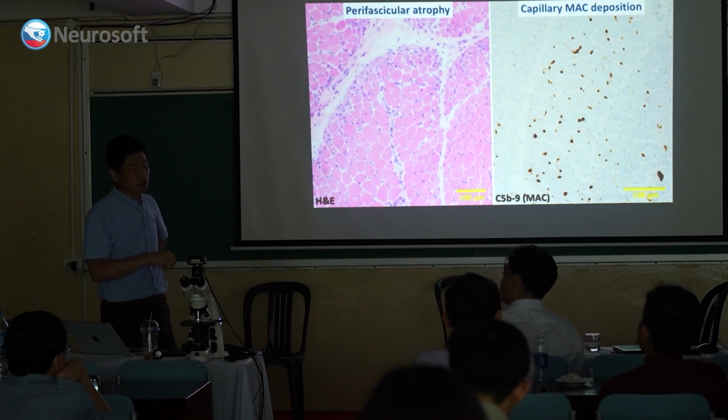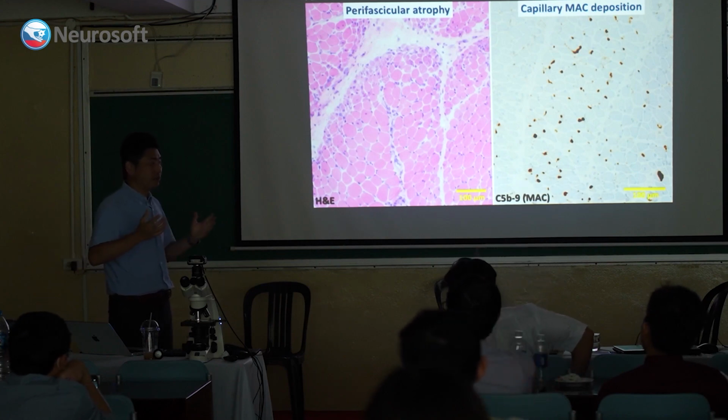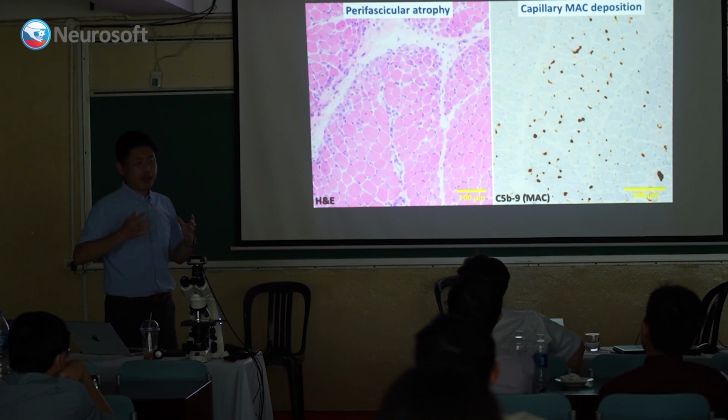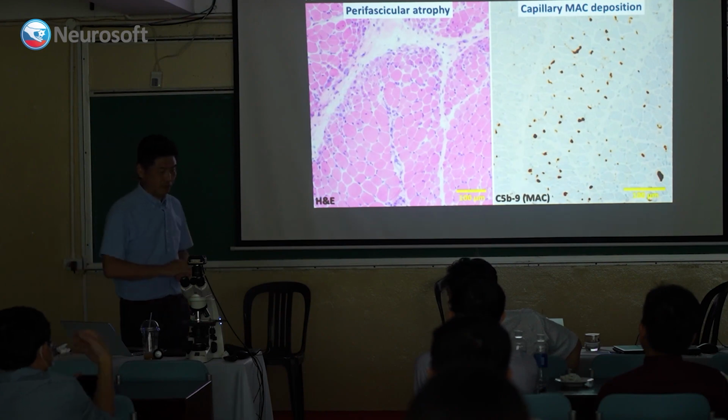So many people used to believe that the capillary is affected. It means that many people believed that somehow dermatomyositis is a vessel disease, like vasculitis. That's what all people believed.